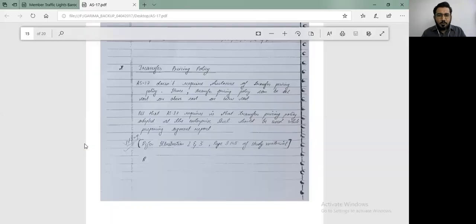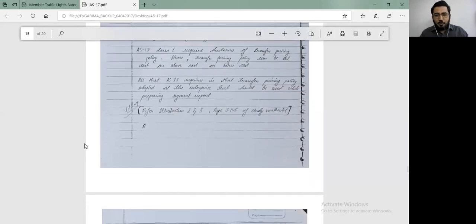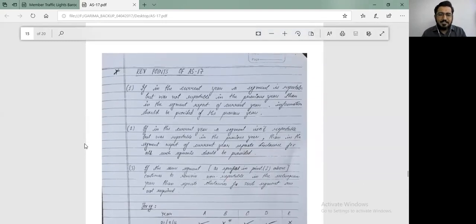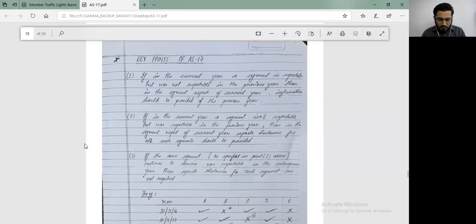In AS-17, all you have to remember is that AS-17 does not have any disclosure of transfer pricing policy. Transfer pricing policy can be anything that you want. All we want is consistency. The transfer pricing policy adopted at the enterprise level should be the same transfer pricing policy that you adopt at the segment level. Are you understanding? This is all we want. Right? Okay. After this, we will go to illustration 2 and 3 a little bit later. Right now, come to key points of AS-17.